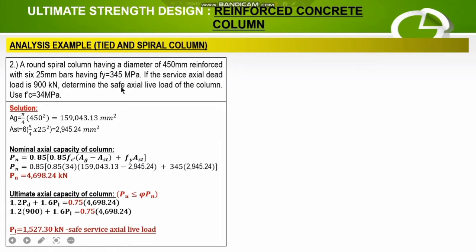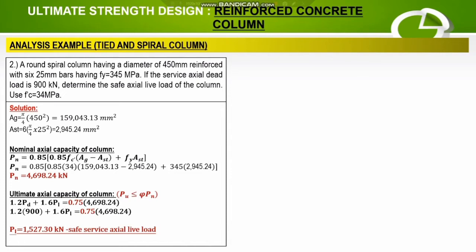So to solve for the problem, which is the safe axial live load, we will use the condition that the ultimate load is less than or equal to the ultimate axial capacity, given with the formula P sub U is less than or equal to phi Pn. So with a given 900 kilonewtons as dead load, we can use 1.2 P sub D plus 1.6 P sub L as our load combination based on the NSCP 2015. So plugging in with the formula, 1.2 PD plus 1.6 PL is equal to 0.75 times 4,698.24.